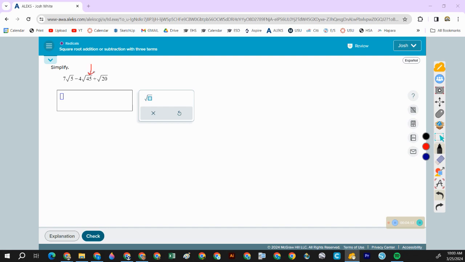This one is 9 times 5, and this one is 4 times 5. So that would be 7 root 5. This becomes a 3, which makes negative 12 root 5. This becomes a 2, so plus 2 root 5. So 7 minus 12 is negative 5, plus 2 is negative 3 root 5.